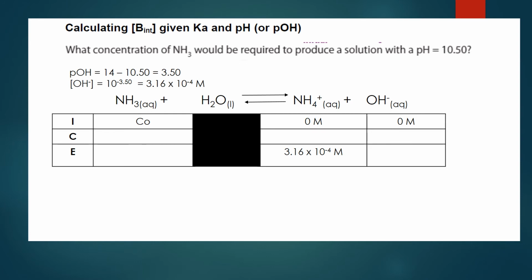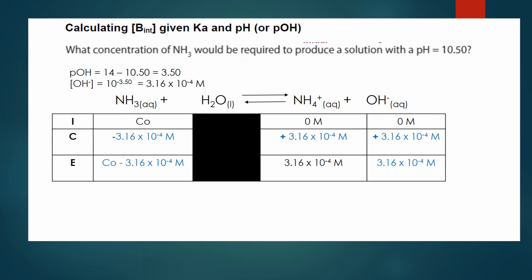I write out my ice table and I'm going to fill in what I know. I know the initial concentration of ammonia. Ammonia is what I'm trying to solve for, so I put C0 in there, the initial concentration. I'm starting with 0 moles per liter of the NH4 plus and 0 moles per liter of the OH minus. And I also know, because of the calculations that I did above, that my final concentration over in the OH minus category is 3.16 times 10 to the negative 4. Although, truthfully, the NH4 plus is going to be the same as well. We just didn't know that from the start.